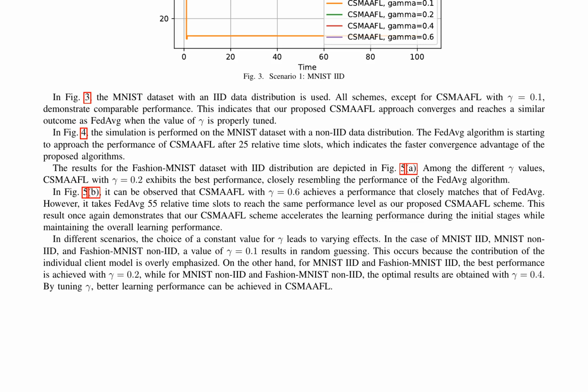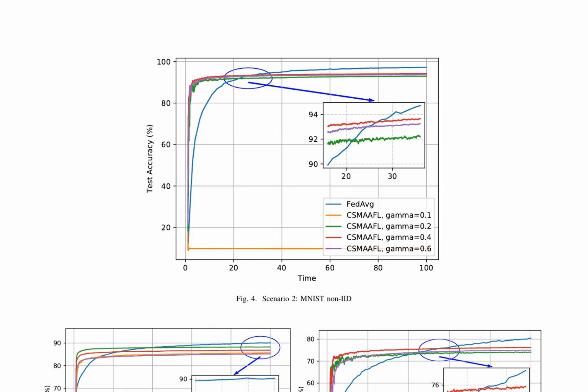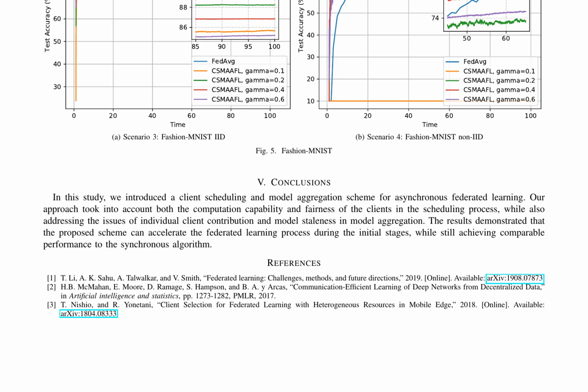The study employs convolutional neural networks, CNN, on MNIST and Fashion-MNIST datasets under IID and non-IID scenarios. The proposed CSMAAFL scheme is compared with FedAvg, showcasing faster convergence in some scenarios. The choice of a constant value for gamma affects the performance, with optimal results achieved in different scenarios. The study concludes that the proposed scheme can effectively accelerate the federated learning process. Here is the combined summary.